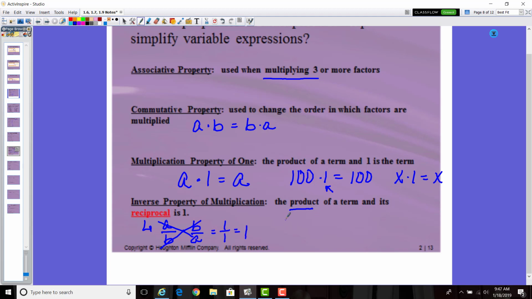Okay, what that means is that any number, whether it's a fraction or not, multiplied by its reciprocal or the opposite flipped over number will always give you 1. We multiply across, we get 2 over 2, which we know simplifies to 1.